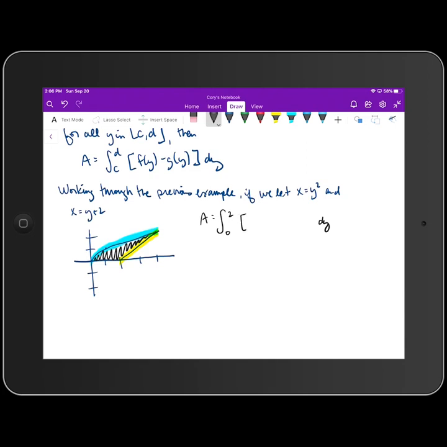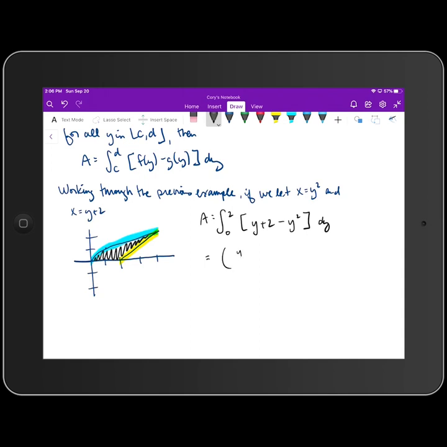Then we want to write the larger function minus the smaller function. The larger function is the function that bounds the area on the right-hand side, which is the line. Again, we have to write that function in terms of y, which is the line x is equal to y plus 2, minus the smaller function, which is the function that bounds the area on the left, x is equal to y squared. So we're going to write y squared there. And this gives us a much easier function to integrate. So we can go ahead and integrate this term by term.